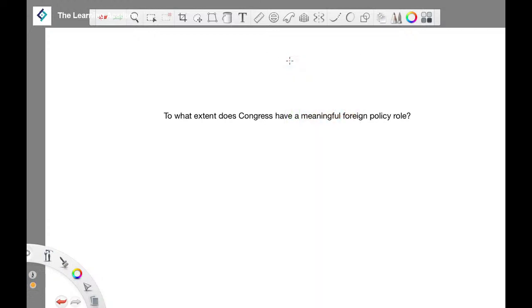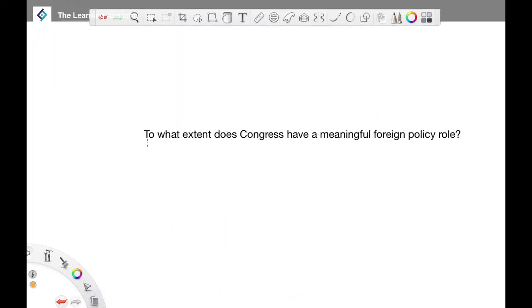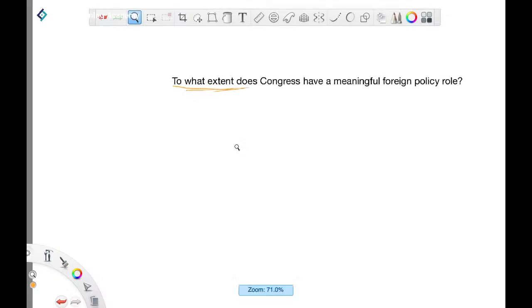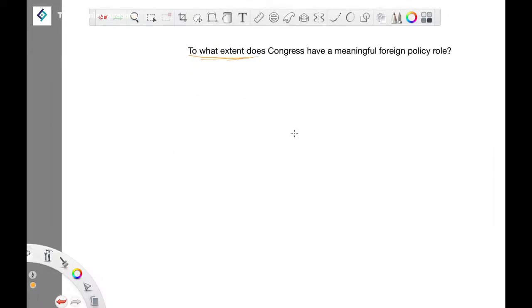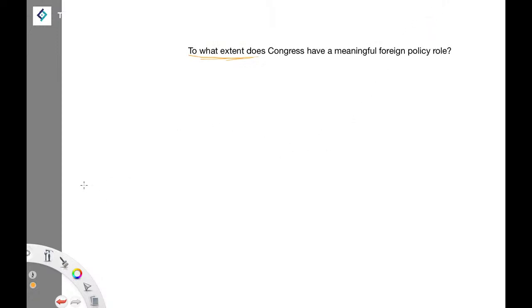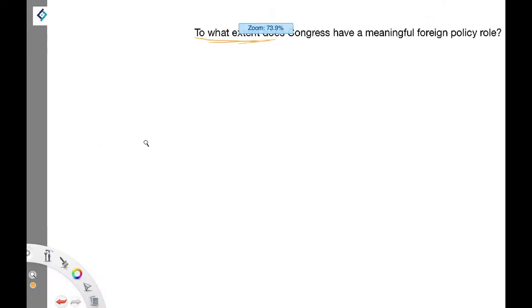Right. So, to what extent does Congress have a meaningful foreign policy role? Now, this is quite a difficult question. This is arguably more difficult than the question before. Okay. So, let's talk about this question. Again, it's a to what extent kind of question. So we're going to be talking about a balanced argument on one hand and a balanced argument on the other hand. And it is a lot more balanced actually this time.